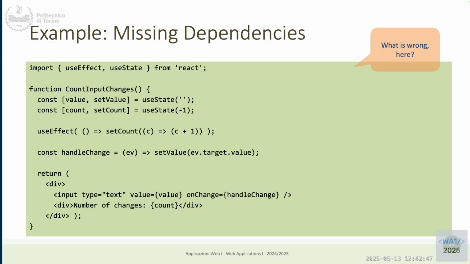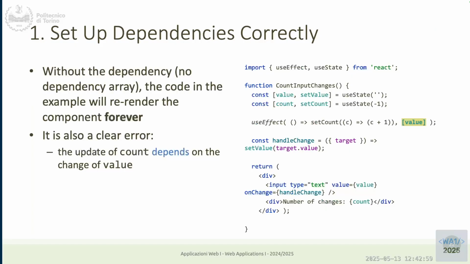There must be cases in which the execution of an effect doesn't change any state on which the same effect depends. Otherwise, we are triggering the infinite loop. In fact, here the solution is to be explicit about which states are allowed to trigger the update.